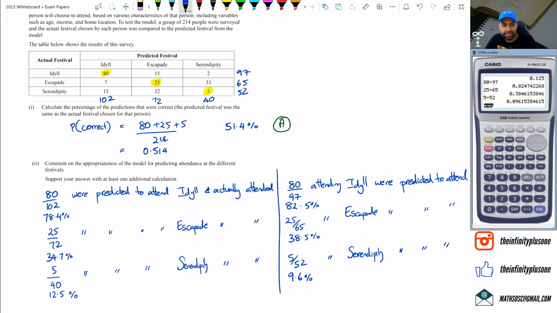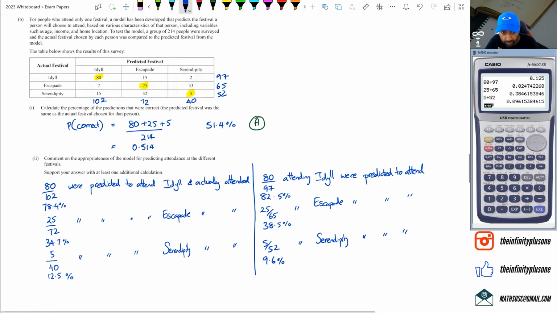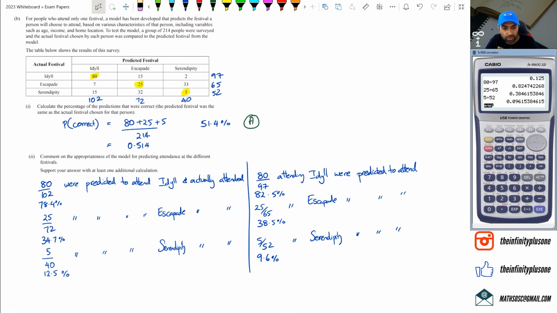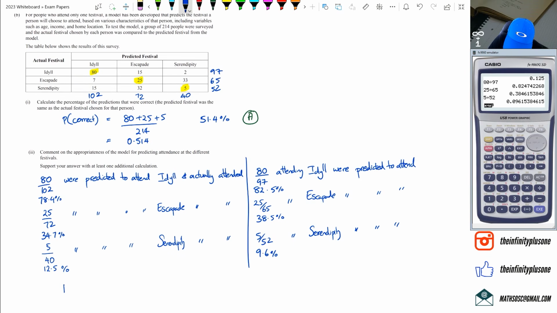So what we've really looked at is that the probability this model predicted was 51.4%. But when we look at all these results, we can see they're all over the place. Two of them are above 75%, but the rest are under 50%, and especially the last one, Serendipity. So we can make a statement that the model has a low rate of correct probabilities.